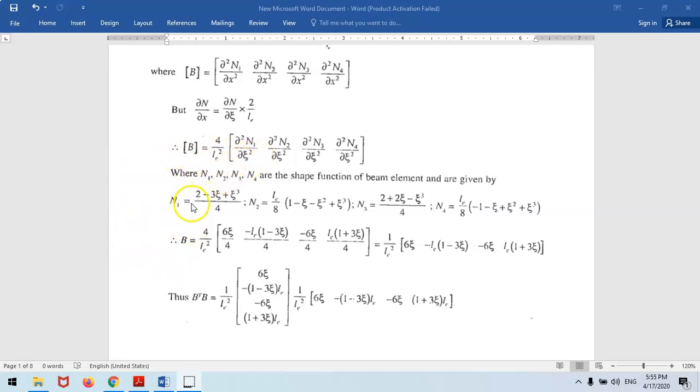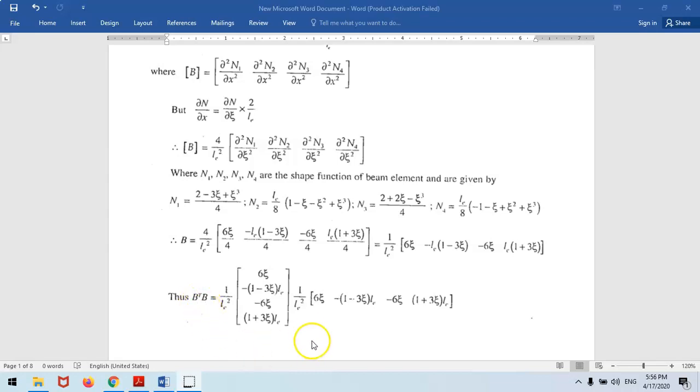After differentiating N1 twice with respect to zeta, you will be getting 6 zeta by 4. Similarly for N2 you will be getting this term, and for N3 you will be getting this term, and for the fourth it will be this value. So this I have simplified, and that has been kept like this. So now you got the B value, okay? And if I do the transpose for this B, converting rows into columns and columns into rows, which is nothing but doing the transpose, it will be this matrix.